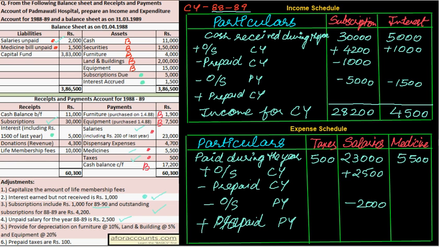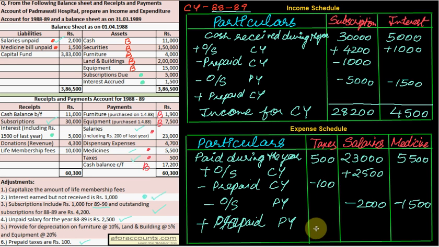Now taking up the medicine. See, paid during the year we have already written 5,500. Nothing in the adjustments for medicine. But look at the opening balance sheet. Medical bill unpaid. That is, it is outstanding of the last year. So formula is add outstanding less prepaid for current year but less outstanding for the previous year. So subtract 1,500 from here, and adjustment for medicine is also done. Now taxes. Nothing is mentioned except that prepaid taxes are rupees 100 during the year. So add outstanding less prepaid. So minus 100 over here.